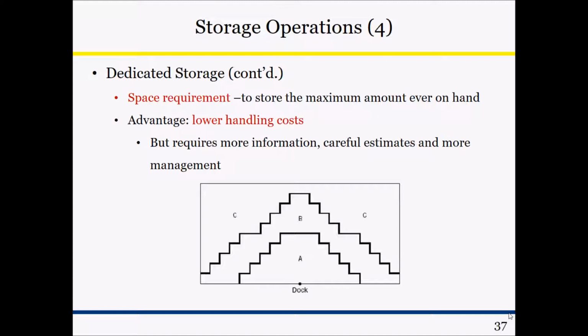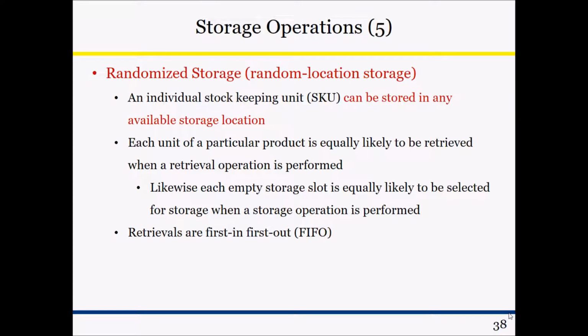The advantage of this system is that it is able to reduce material handling costs because you know the location of all materials, right? I mean, products. The space requirement for this system is that you are able to store the maximum amount that you ever had on hand. So it may have a lower utilization than the randomized storage.